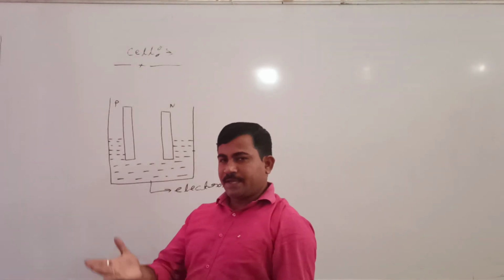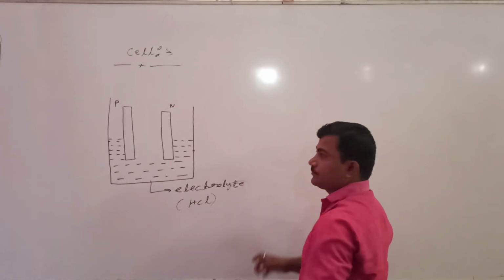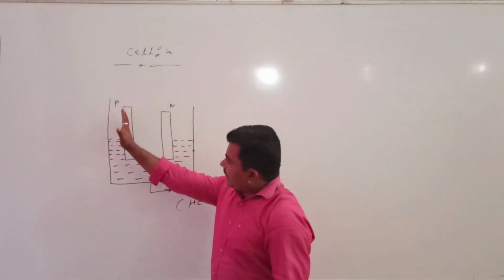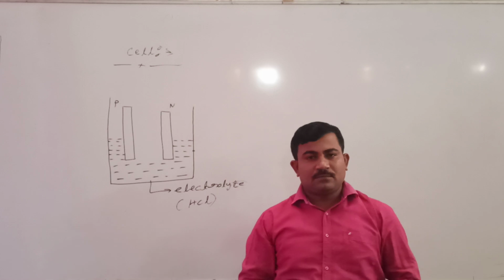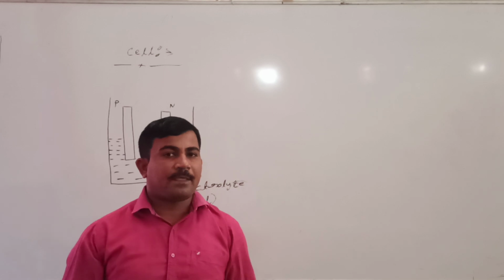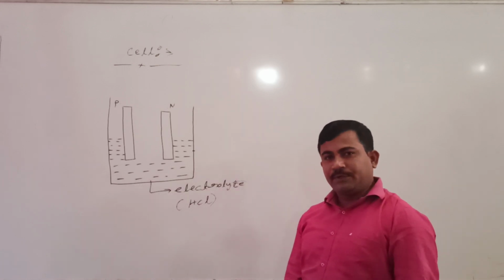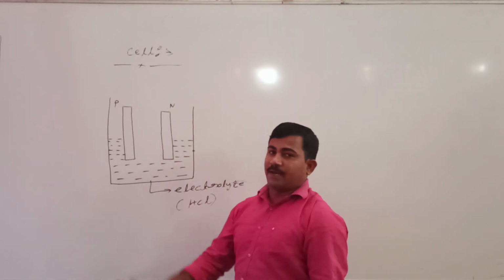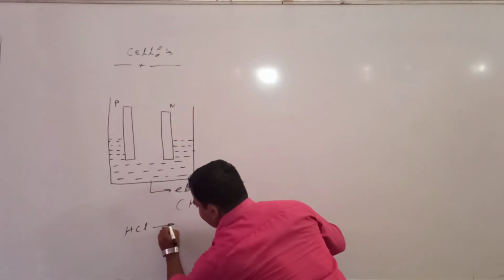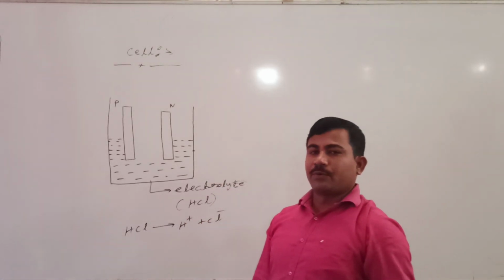Consider this electrolyte solution, we are taking HCl. Students, when these electrodes are dipped in an electrolytic solution, due to electrolysis, the positive ions and the negative ions are separated. As a result, the positive ions are deposited on the positive electrode and negative ions are deposited at the negative electrode. What happens here? Due to the electrolytic process, HCl is separated into H plus ions and Cl minus ions.